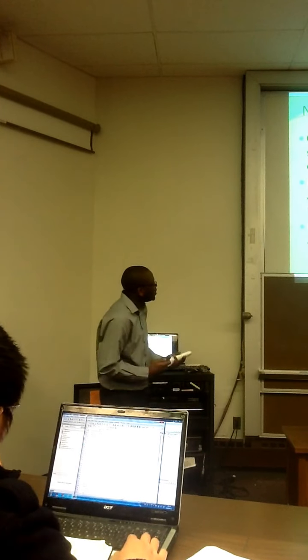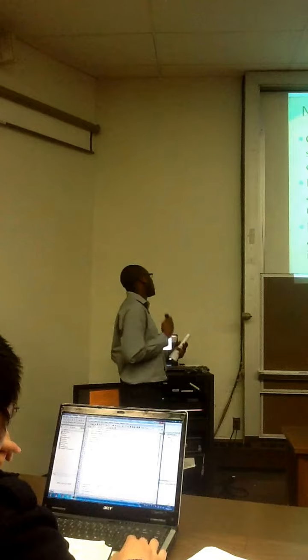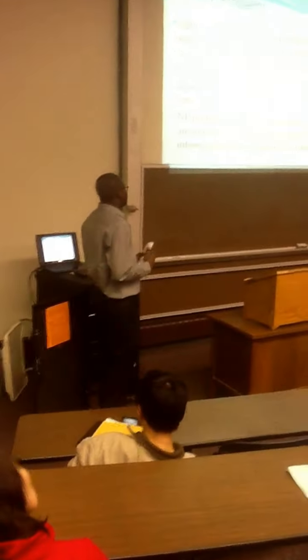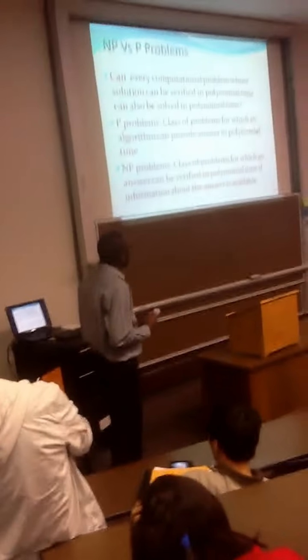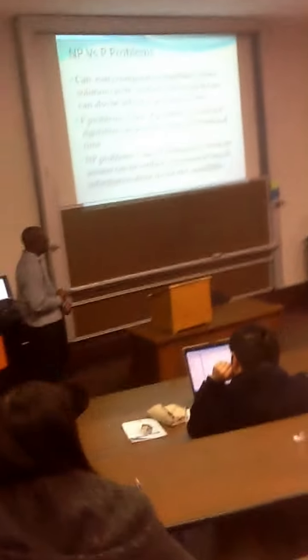The first one is the P problems, which is a class of problems for which an algorithm can provide an answer in polynomial time. That is to say, the computer can solve the problem in polynomial time. NP problems are a class of problems for which an answer can be verified in polynomial time if information about answers is available.